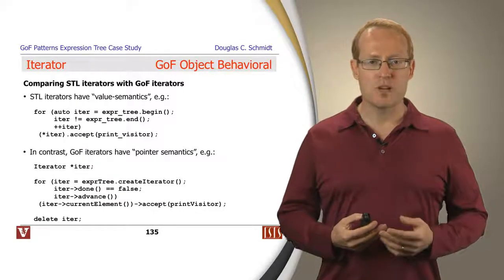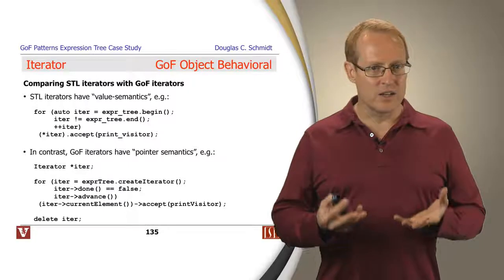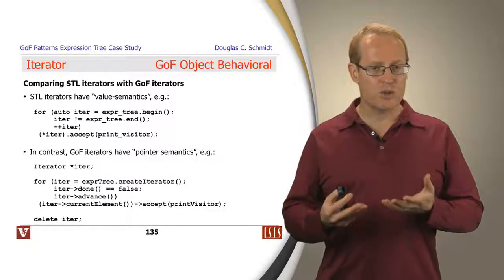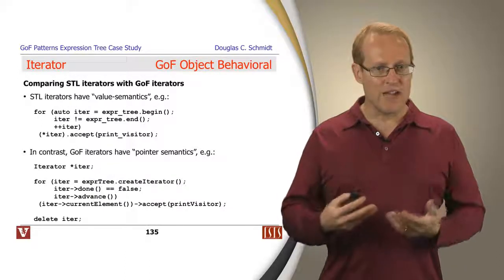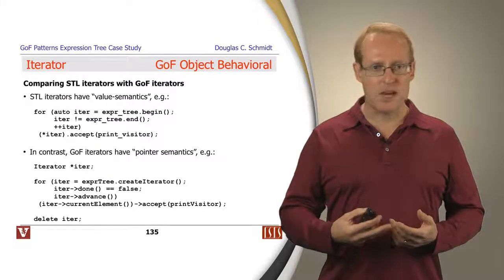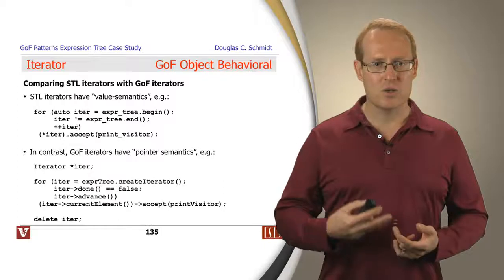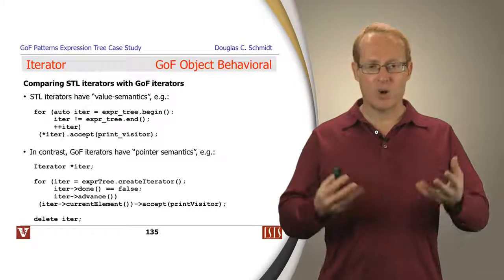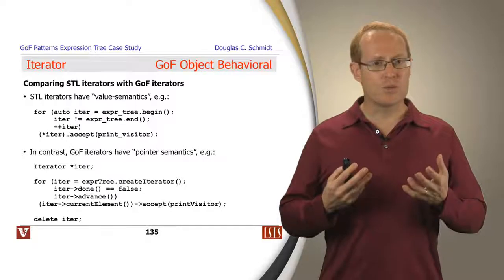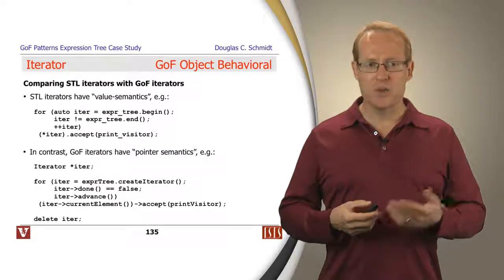So as we see in this particular example, when you go ahead and call the begin method on the expression tree object, it gives you back an iterator. And that iterator is used by value. And it has operations like plus plus or dereference or not equals and so on. And those work on value objects. In our case, they work on expression trees. And so as a result, the memory management issues are basically hidden.